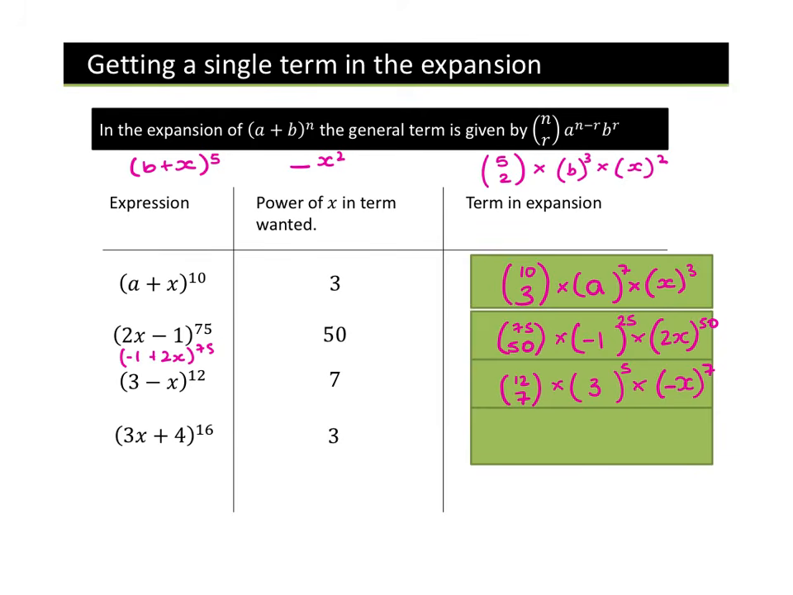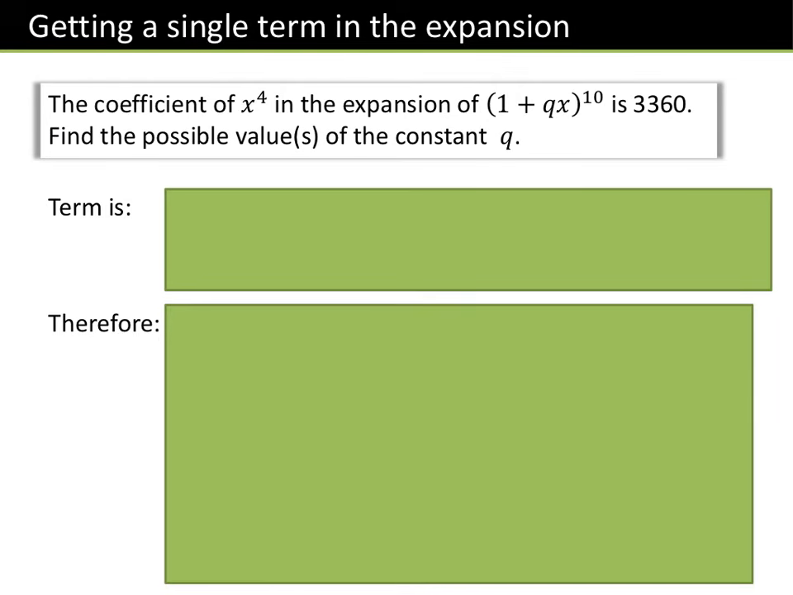And then for the last one, again, I'm going to rewrite it in this form: plus 3x to the power of 16. And we want the x cubed term. So this is going to be 16 choose 3, multiplied by 3x to the power of 3, so that means our 4 must be to the power of 13. So here we go, getting a single term of the expansion.